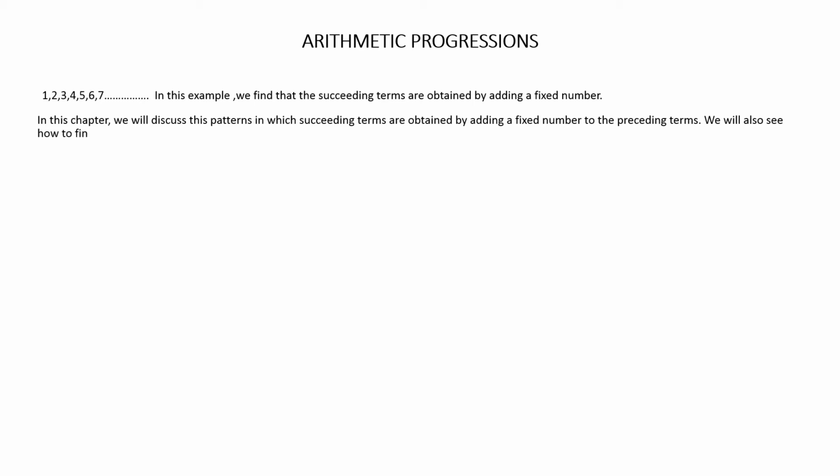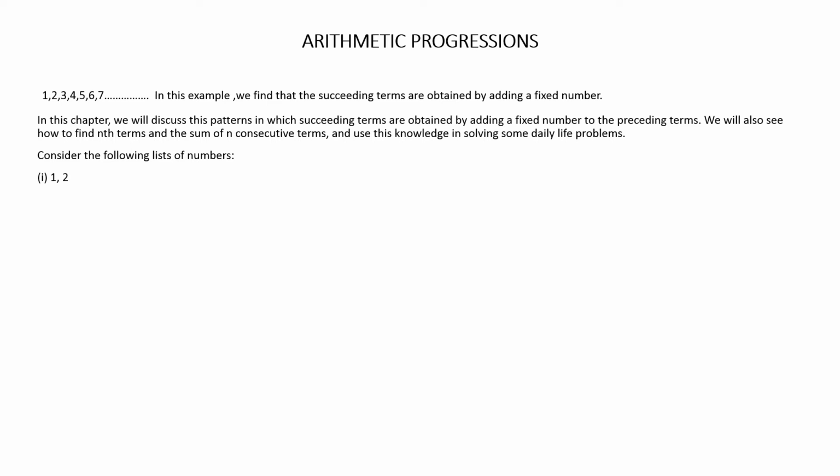So in this chapter we will discuss this pattern in which succeeding terms are obtained by adding a fixed number to the preceding term. We will add one fixed number to the preceding term. Just as I explained, 1 we will add to 1, we will get 2. After 2 we will add again 1, we will get 3. To 3 we will add 1. So we keep on adding the fixed number, and that fixed number is 1 only, to the preceding term. We will also see how to find the nth term and the sum of n consecutive terms, and use this knowledge in solving daily life problems.